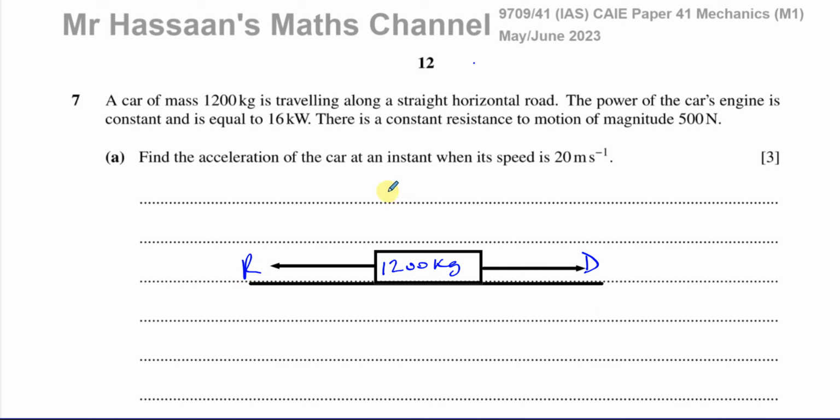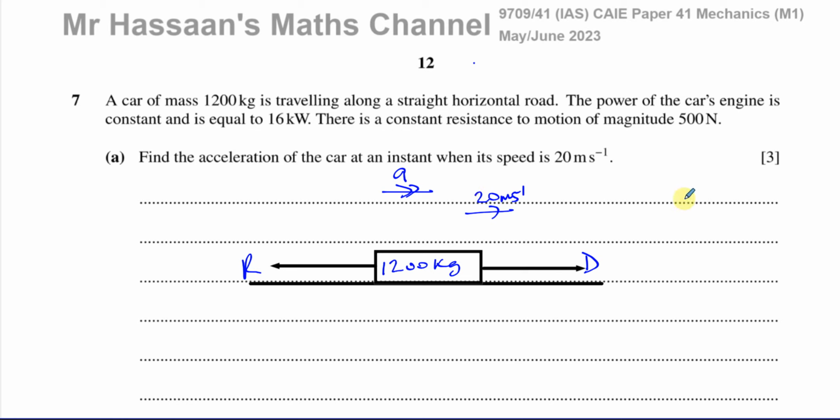We want to find the acceleration, A, when it's moving at a speed of 20 meters per second. So it's not going at constant speed. Its acceleration and its speed are changing. We want to find what the acceleration is at the time when the speed was 20 meters per second, at that particular point.